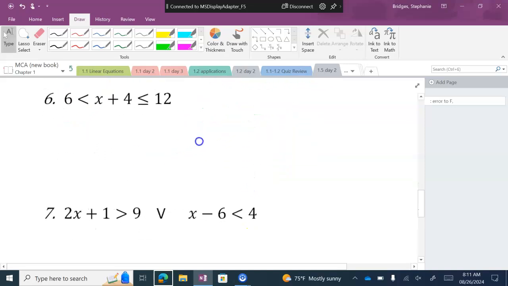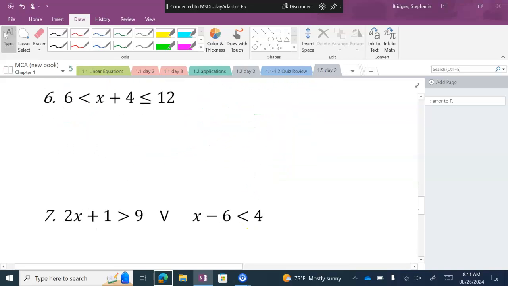All right, write down number 6. We're going to talk about this one. For some reason, this one tends to confuse people. Six is less than x plus 4 is less than or equal to 12.